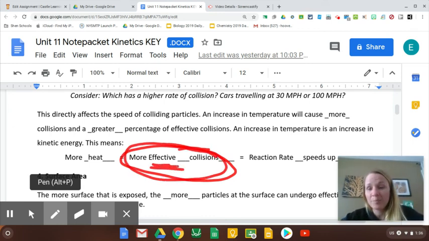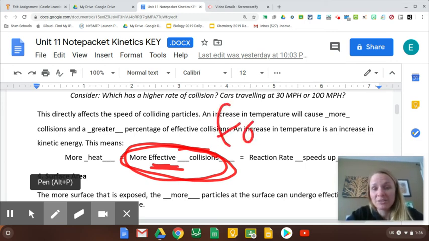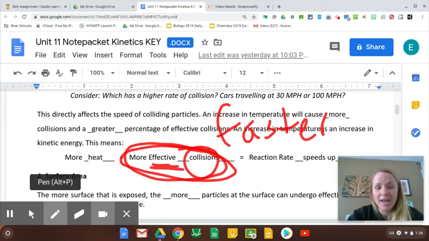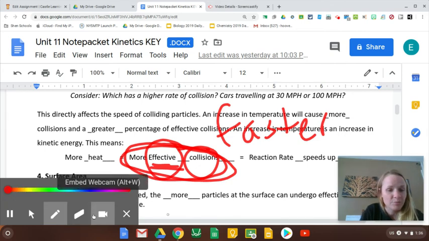So again, temperature means everybody's going faster. Think of boiling water bubbling like crazy, really fast. And that's going to give you more collisions, and they're going to be more effective because they'll be harder collisions. Okay, next one.